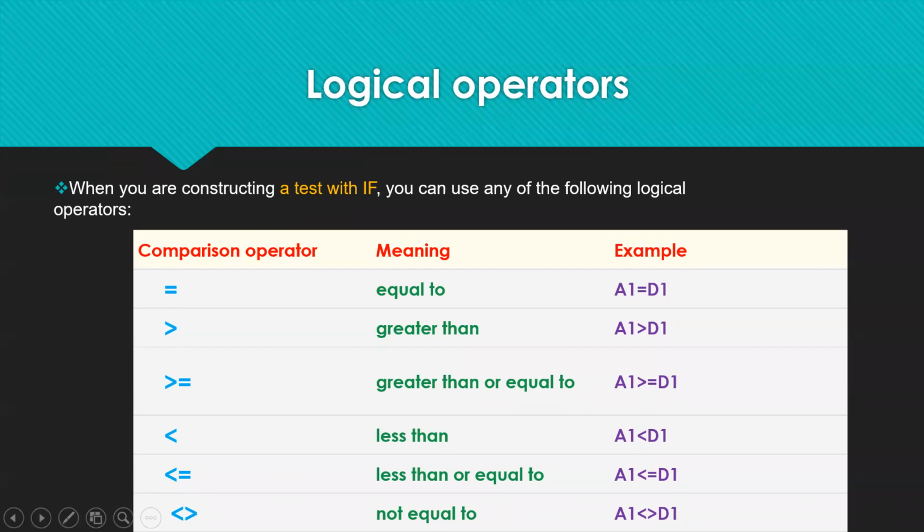Equal to means whether two numbers are equal. Greater than: whether 90 is greater than 80, that is true, right? Greater than or equal to: 90 is greater than or equal to 90, so that is also true. Then there is less than: 80 is less than 90. Something like that.